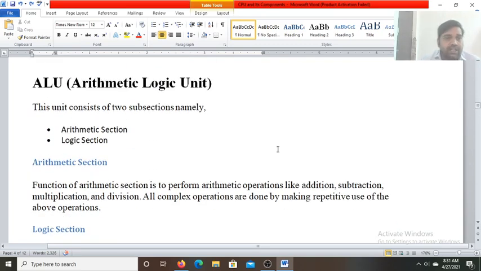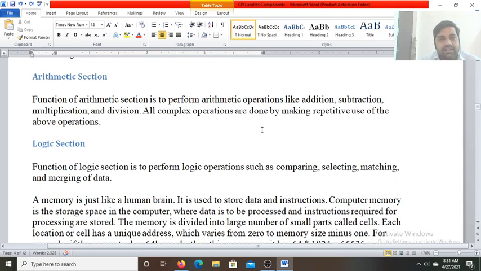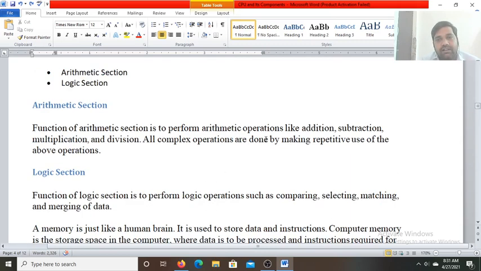The third unit is the arithmetic and logic unit. It consists of two subsections. One is the arithmetic section, the second is the logic section. So in the arithmetic section, what does it do? The arithmetic section performs the arithmetic operations like addition, subtraction, multiplication, and division. All complex operations are done by making repetitive use of the above operations.